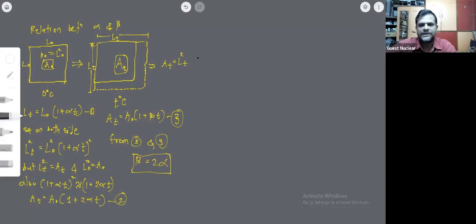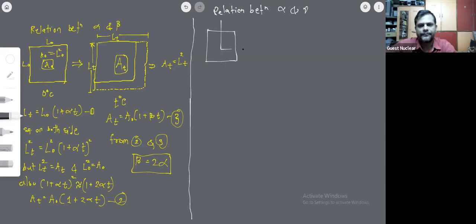Okay, so the same technique is to be used here. Now see here, suppose ये एक क्यूब हमको कंसीडर करना है. Just consider a cube. Yes, we want to find out the relation between alpha and gamma. So see here, consider a cube first of all. Suppose this is the cube. Whose each length is going to be L naught here.